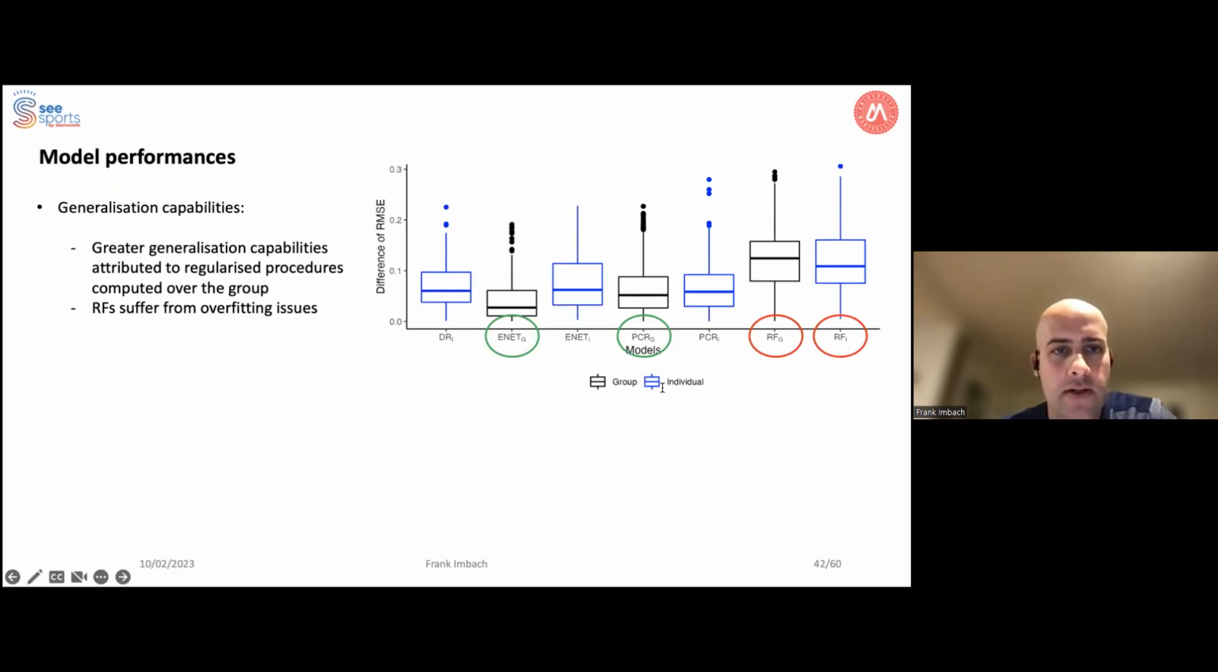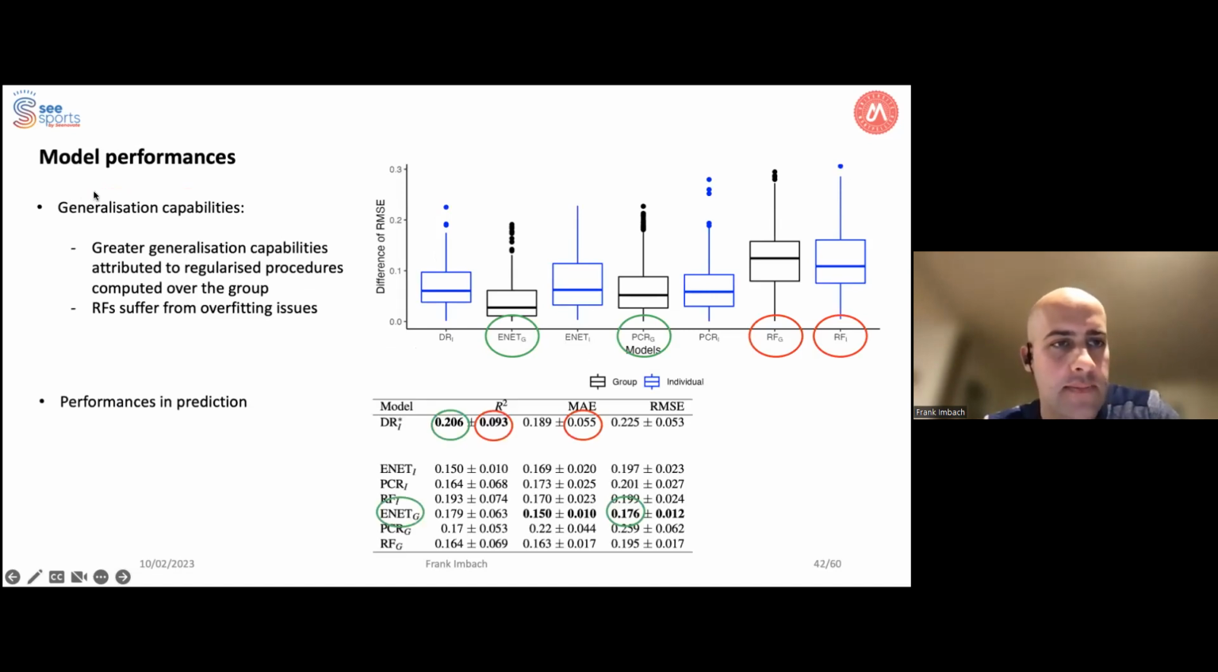In terms of results, we make the difference between results in terms of generalization, so the difference in accuracy between training data and testing data. We see that the best models were the elastic net computed on the group, on the overall population, and the principal component regression, whereas the random forest was the worst model. So the random forest suffers from an overfitting issue. In prediction, we see that elastic net is also the best model, which has the lowest error rate. And also the response, so the kind of fitness-fatigue model, was not so bad.